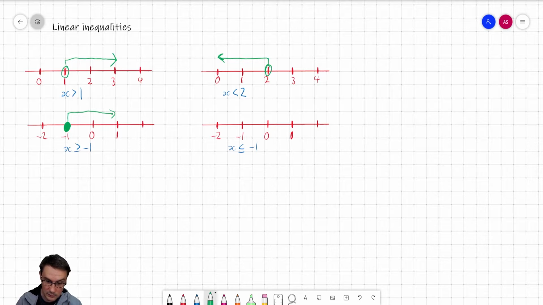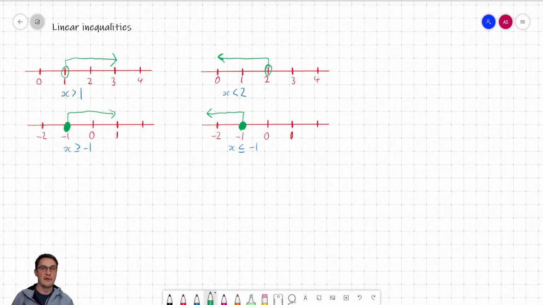Now in this next one, we've got x is less than or equal to -1. Again, it's equal to as well. So it's going to be colored in and solid to indicate that we're including that number as part of it. And then we're moving up and to the left to indicate that it's less than that value and including that value as well. So that's just some identification of how the signs work.